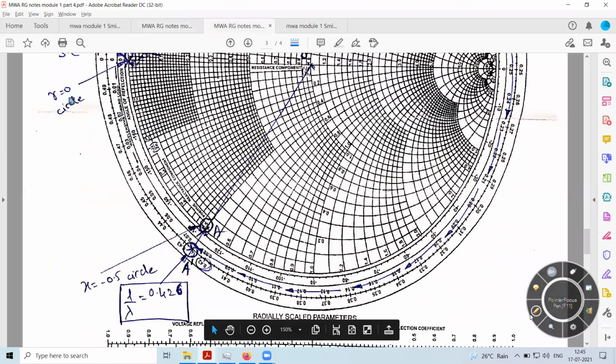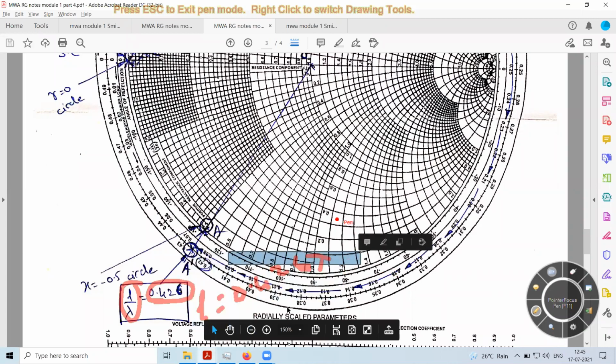So what did I get? I got L by lambda equal to around 0.425, 0.426. Therefore, the length is equal to 0.426 times lambda. This is the length of the short circuited stub.